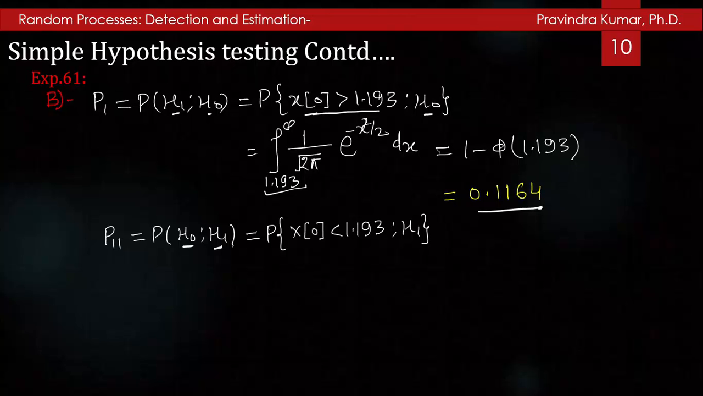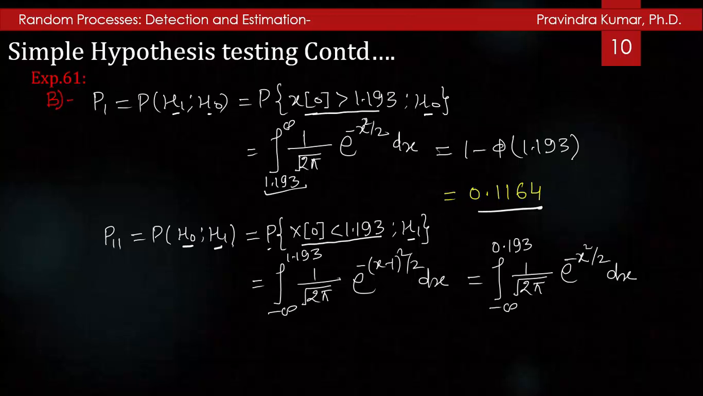And the type second error means the probability of selecting H naught when H1 is given. So you can say the probability of the observed sample being less than 1.193 given H1 is true. This means the integration from minus infinity to 1.193 of the PDF under hypothesis H1, 1 by under root 2 pi e to the power minus (x minus 1) whole square by 2 dx. So I can write this integration from minus infinity to 1.193 minus 1, so it is 0.193.